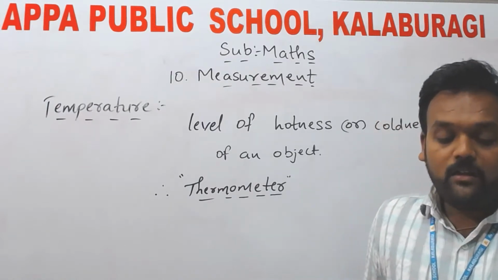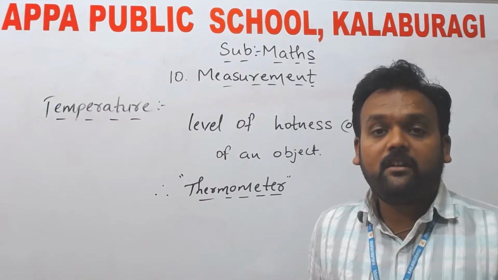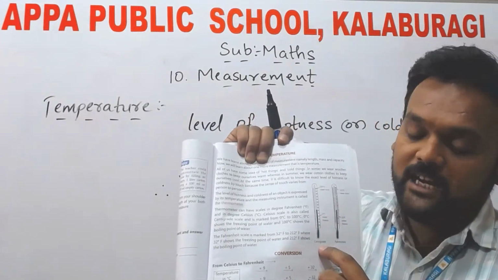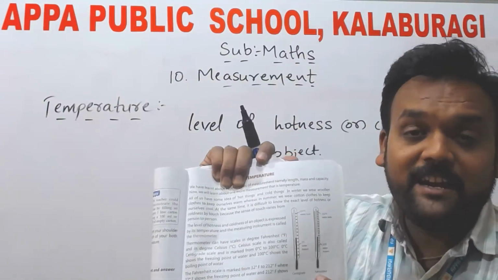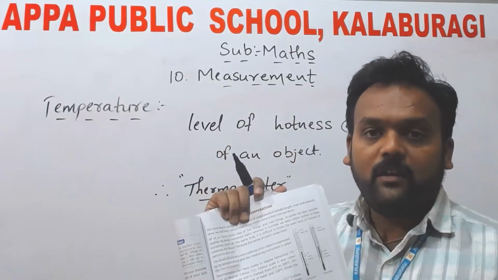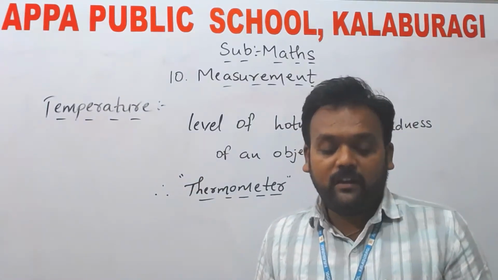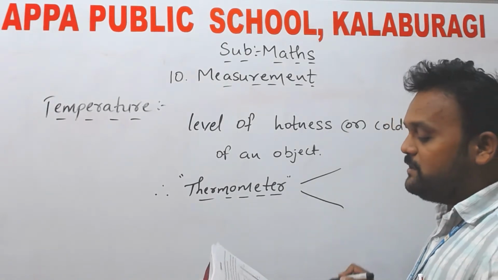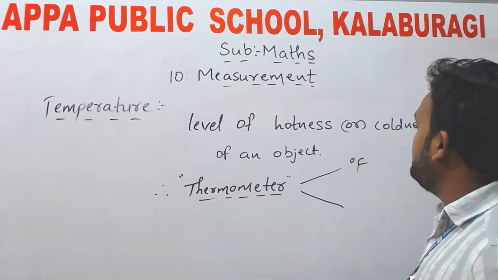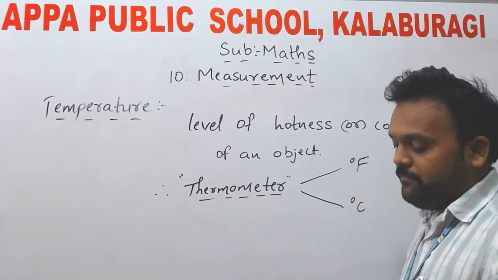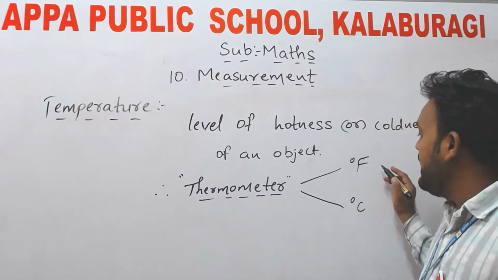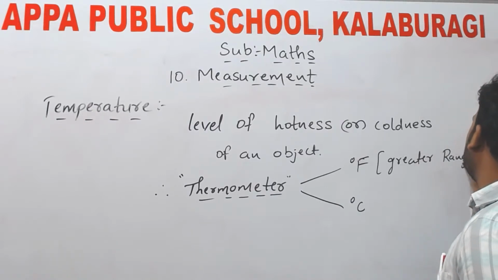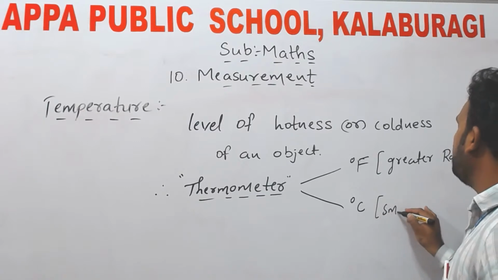A thermometer can have scales in degrees Fahrenheit. You have this in your textbooks. This is the centigrade scale, that is degree Celsius, and this is the Fahrenheit scale. So these are two thermometers. A thermometer has two scales, one is degree Fahrenheit and the other is degree Celsius. Degree Fahrenheit has the greater range, and Celsius has the smaller range.